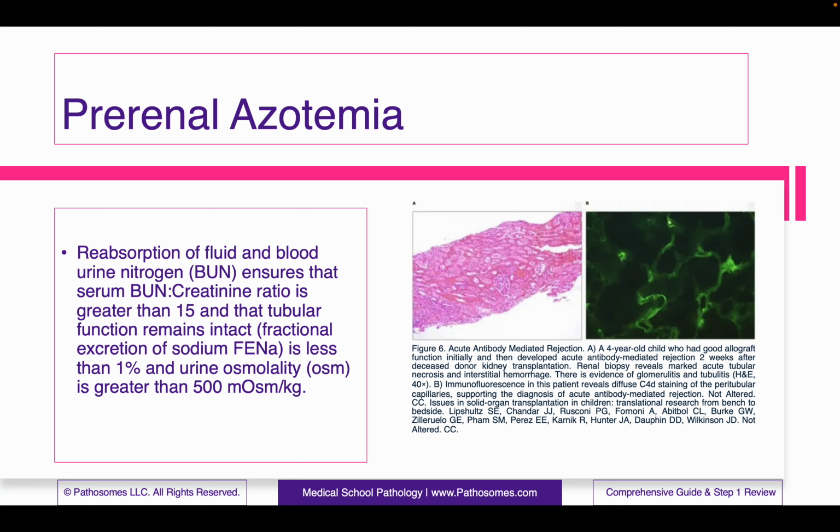Reabsorption of fluid and blood urea nitrogen ensures that the serum BUN to creatinine ratio is greater than 15 and that tubular function remains intact. The FeNa is less than 1%, right? And urine osmolality is greater than 500 milliosms per kilogram.